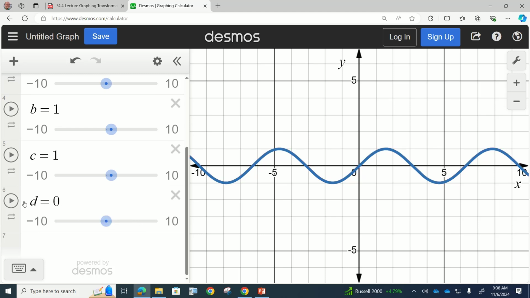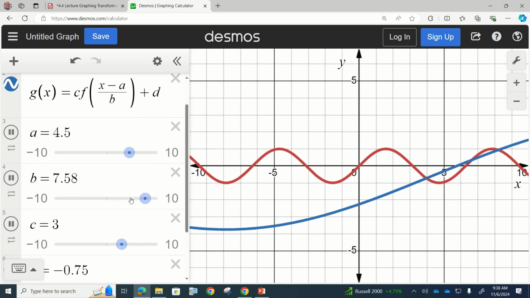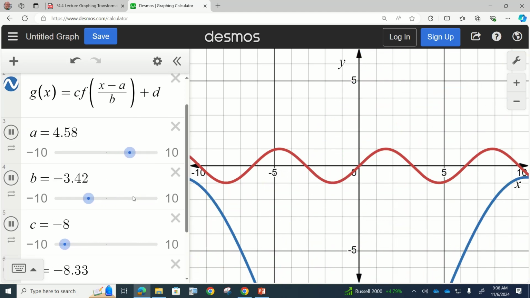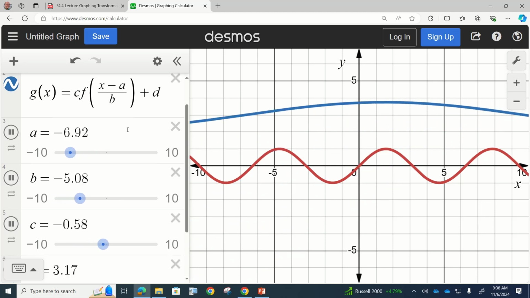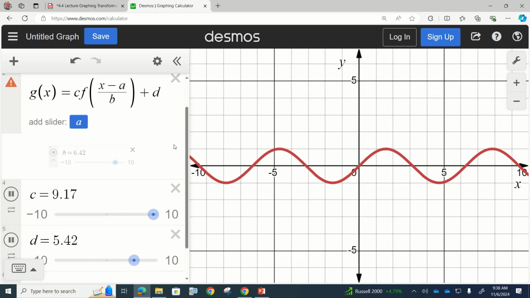And another funny thing you can do in Desmos is you can hit the play button and you can just, I don't know. Ooh, yeah. Anyways. Very neat.